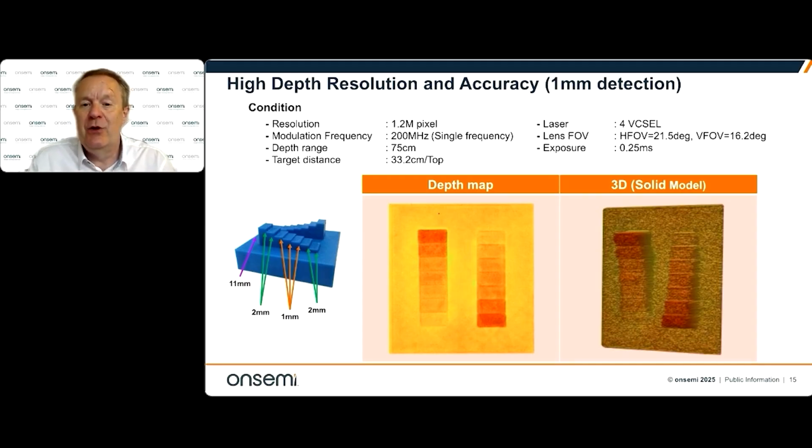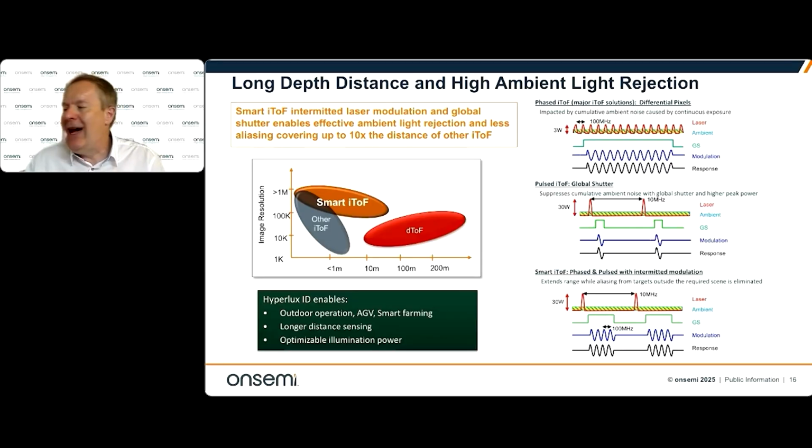So in this case, this is working with 4 pixels, with an exposure time of 250 milliseconds. You can clearly see that we are quite easily determining that 1 millimeter depth. This is the depth map. This is a false color depth map. And a 3D solid model also comes out of this. So you're getting a lot of information coming out of the sensor, which you get out of a standard iToF sensor.